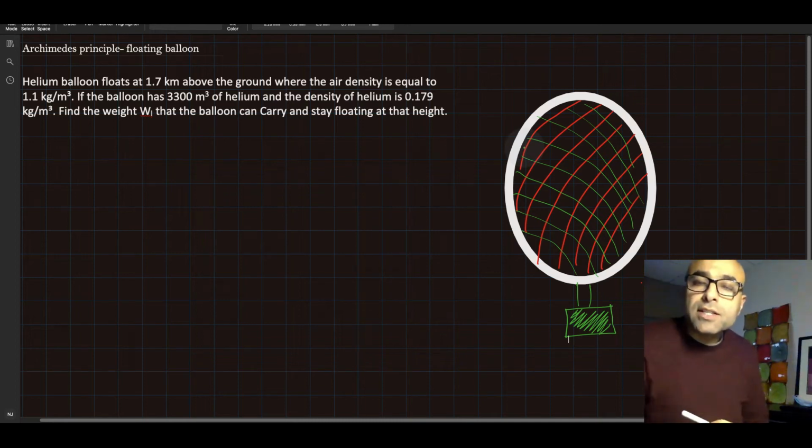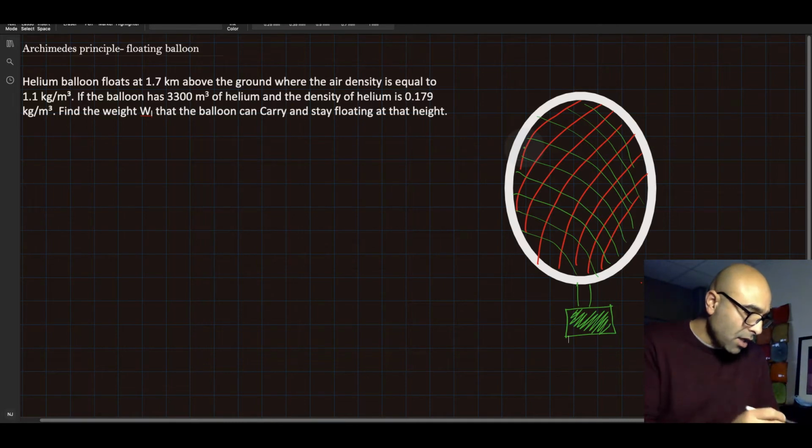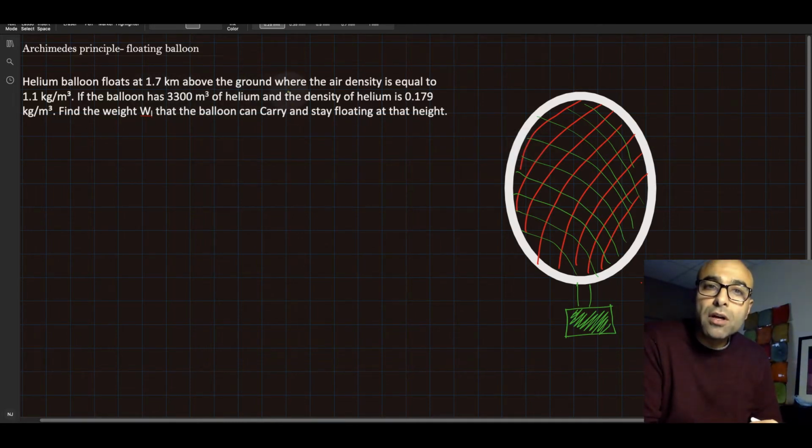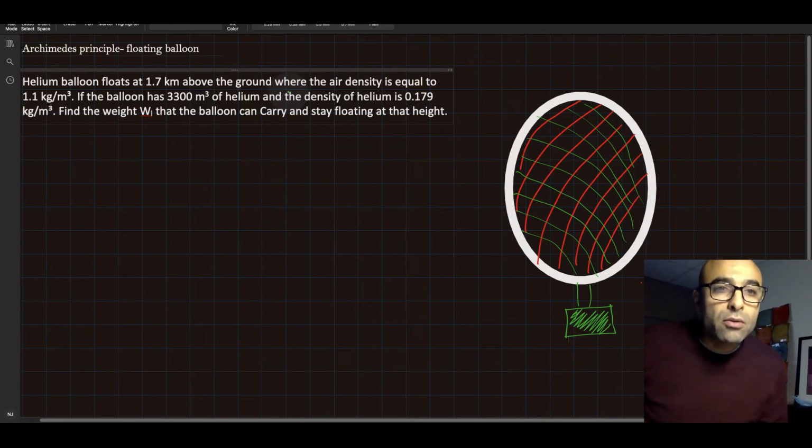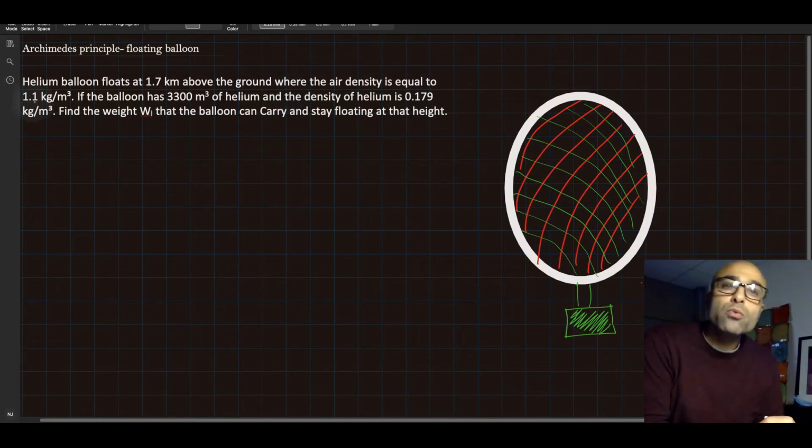Let's check out this example together. We have a helium balloon that is floating at a height of 1.7 kilometers above the ground. And above the ground at that height, the air density is a little bit less than what it is at ground level, and its density is equal to 1.1 kilograms per meter cubed.